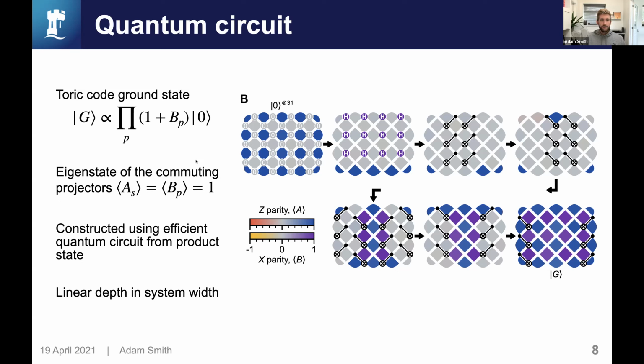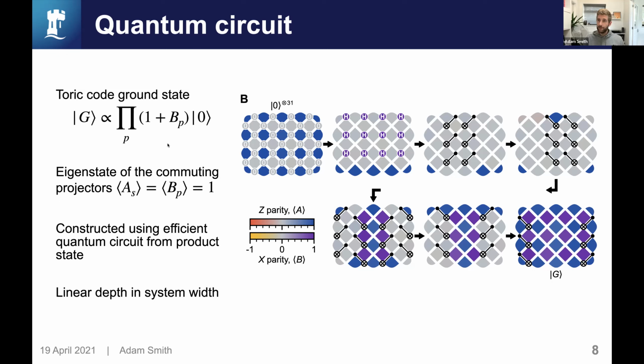So to construct the ground state, we start from a state which has all of the A_s equal to 1, and this is just the zero product state. This is just the state that the quantum computer comes in automatically. This already has A_s equal to 1. Then we apply a projector onto this that forces you to be in the sector that all of the B_p are equal to 1. Okay, and that's how we get the ground state on paper.